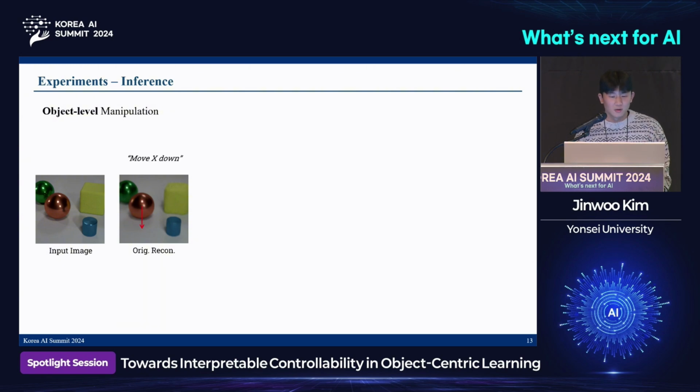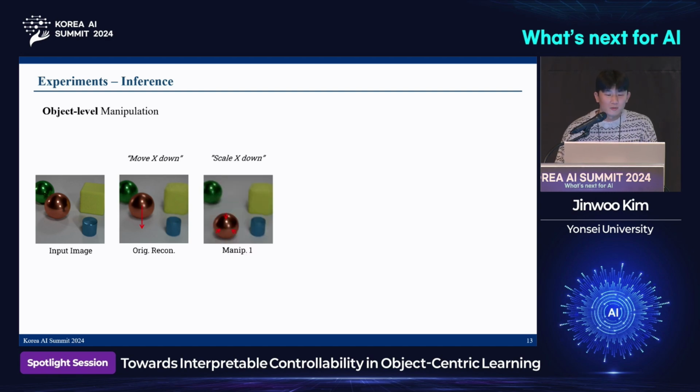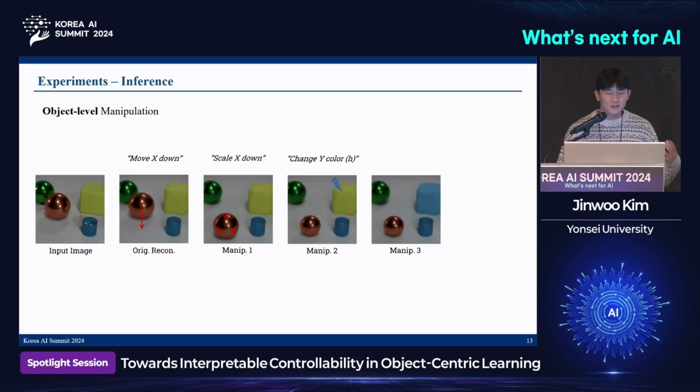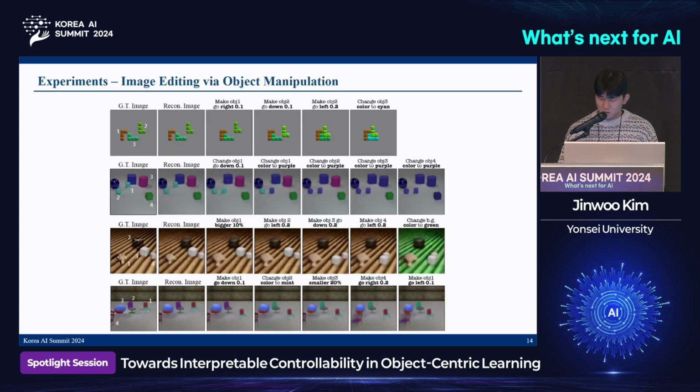So here we can change the position, or change the scale, or change the color without any disruption to the other objects or the background. And we'd like to emphasize that this accurate and precise control over individual objects can be achieved through the simple addition of an image augmentation pipeline.